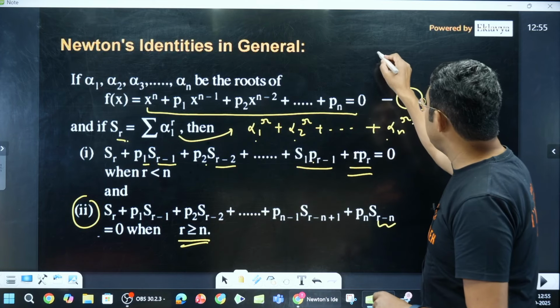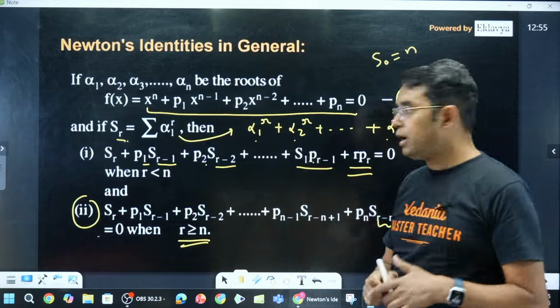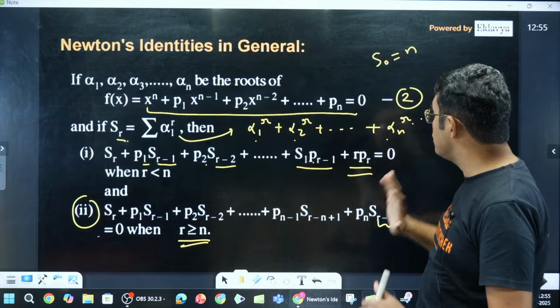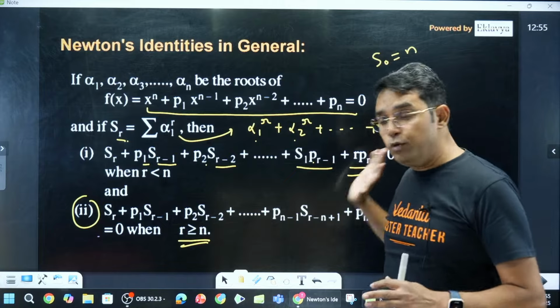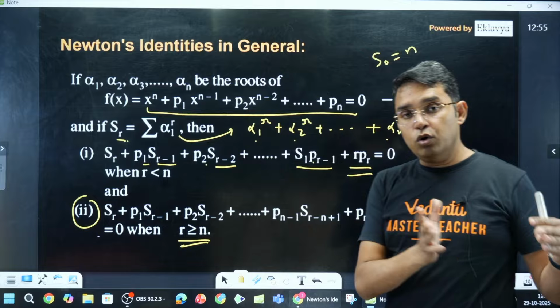Some of you may think that S0 would have been n, because in this sequence if all roots are 0, there will be 1 plus 1 plus, n times, so n. No, it is not, it is R into P_R. Please understand it. The proof of this I have given in my session notes. Please go through those session notes.